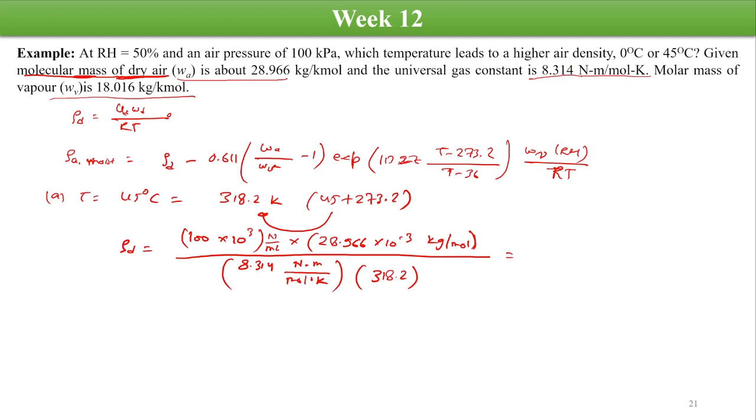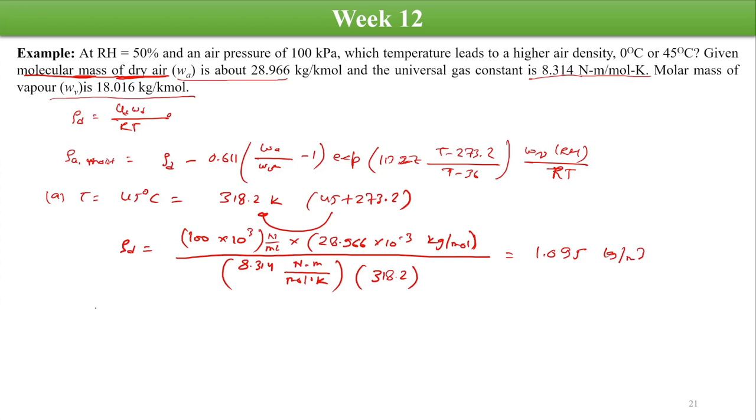So let's calculate it, how much we are getting. 10 to the power 5 multiplied by 28.966 multiplied 10 to the power minus 3. It will be further divided by 8.314 multiplied 318.2. So this will give you a value of 1.095 as the density, kilogram per meter cube, right?